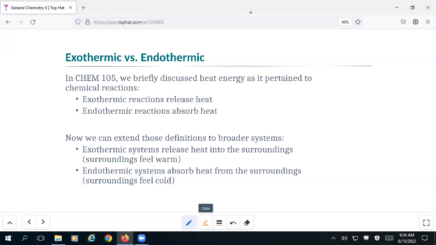Similarly, if a reaction feels cold, what's going on there? Well, you are part of the surroundings. So when a chemical system or reaction feels cold, that's because it's taking heat from you. You are losing heat. Your system is exothermic, but the chemical system that we're investigating is taking that heat in. So it's endothermic.